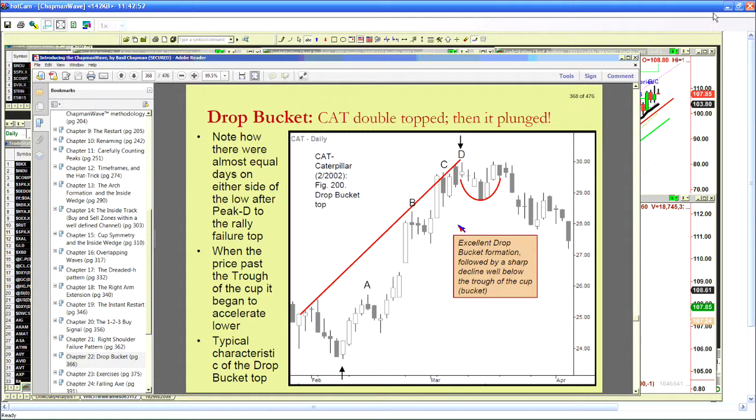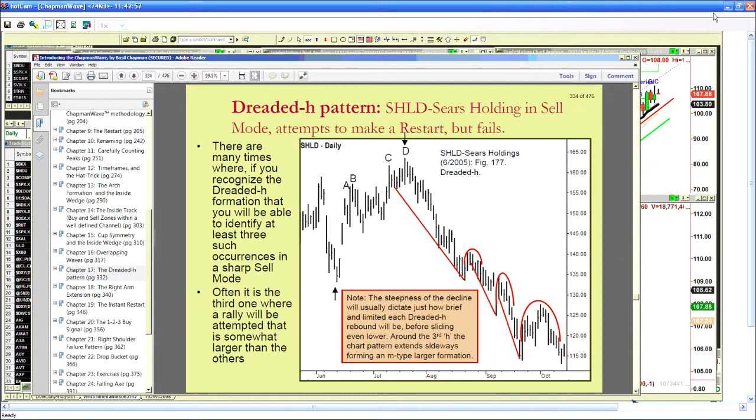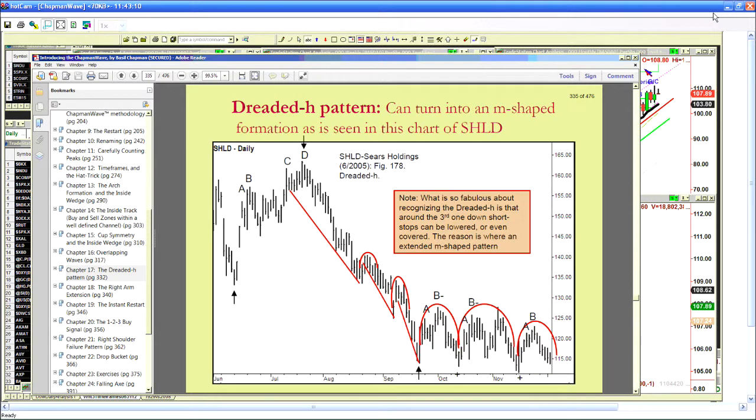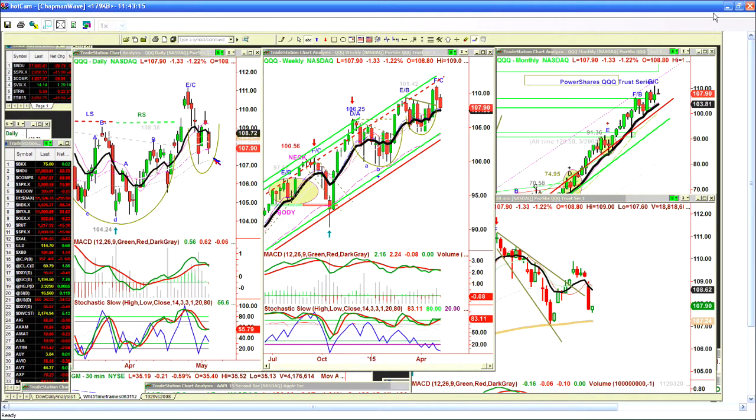Chapter 17, the dreaded H, the lowercase h pattern, which looks like this. Comes down, tries to rally, fails, takes out the left side low. Comes down, tries to rally, takes out the left side low until it makes a bigger arch. Or it could even turn into the lowercase m pattern. And I'm suggesting that we're looking at that H pattern in the QQQ series.